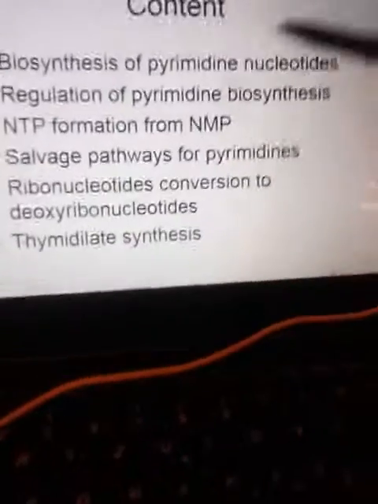Again. NTP formation from NMP. You see? NMP plus ATP produce NDP plus ADP, yeah? Then NDP plus another ATP produce NTP plus ADP.